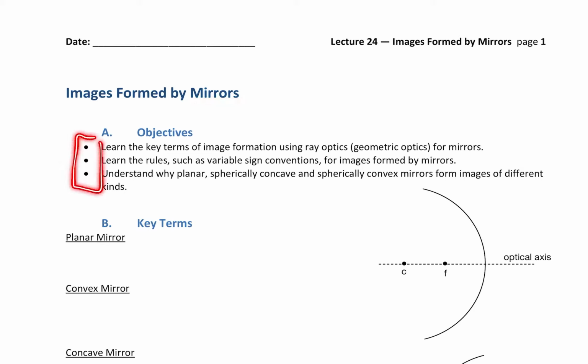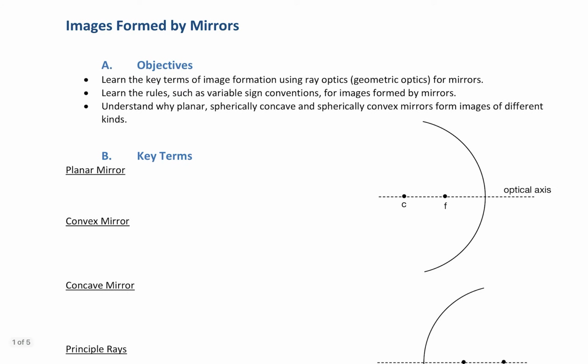We've got three objectives. Objective number one, learn the key terms of image formation using ray optics. Then we want to learn the rules, such as variable sign conventions specifically for mirrors, and understand why planar, spherical concave, and spherical convex mirrors form images of different kinds. For that understanding, I think we'll get there best by drawing ray diagrams. You would have seen those already in lecture 23, but here they're quite a bit more detailed, with some very specific rules, which are both elegant and simplified. That gives us an understanding of where we expect images to form, whether those images are real or virtual.